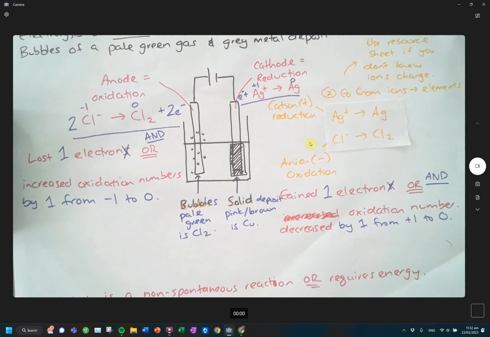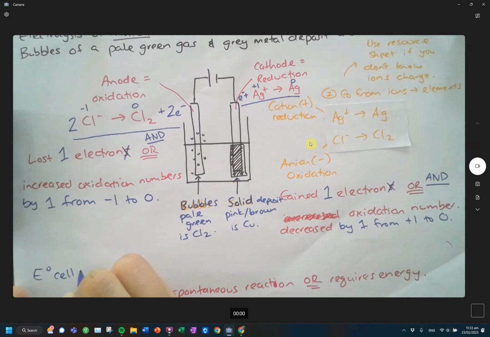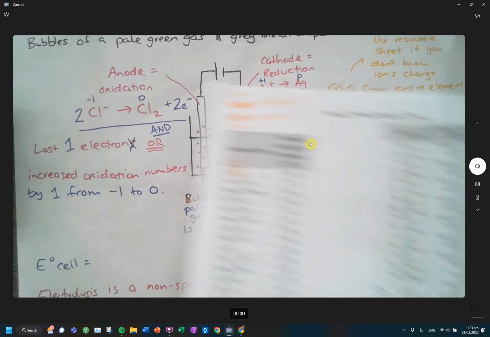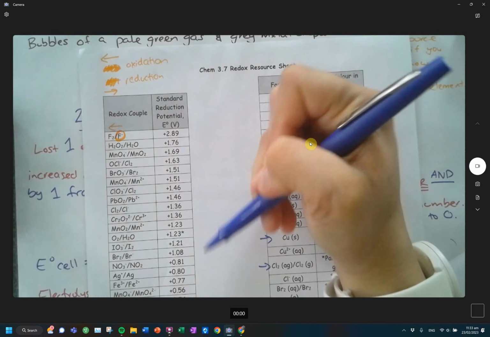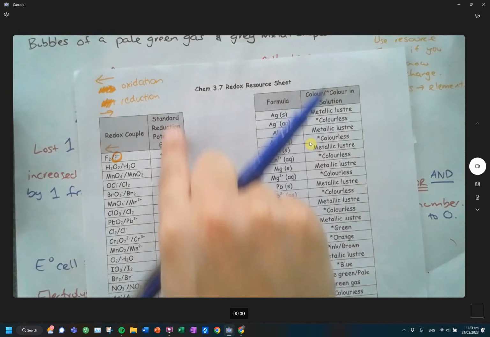Are we good? All right, there's one more thing you need to do for merit, and that's calculating your E cell value. So I'll talk about what that is. The E cell is talking about these standard reduction potentials. What I need to know is how much energy is required for this reaction to occur. If I don't have enough voltage, the reaction will not occur. So that's how we're thinking about the standard reduction potential.